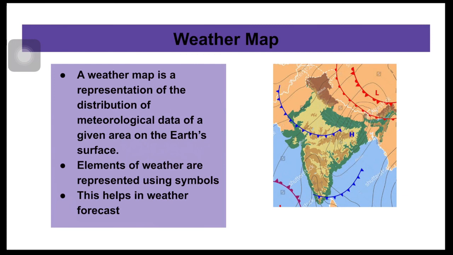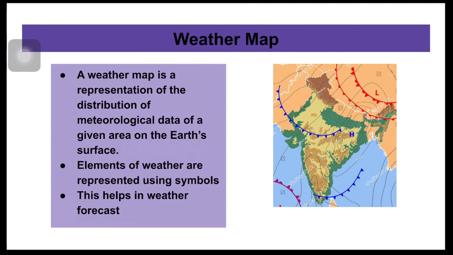A weather map is a representation of distribution of meteorological data of a given area on the Earth's surface. Elements of weather are represented using different symbols. Such a map you might have observed while the news related to weather prediction and forecast is telecast, or in the newspaper. This helps in weather forecasting.